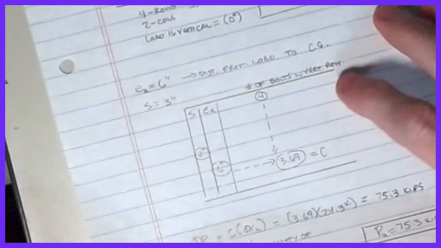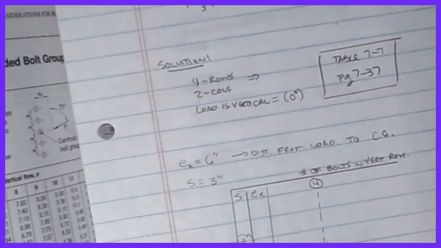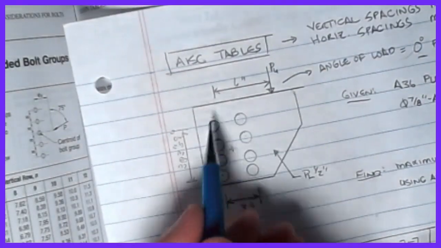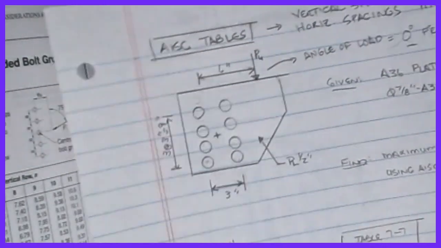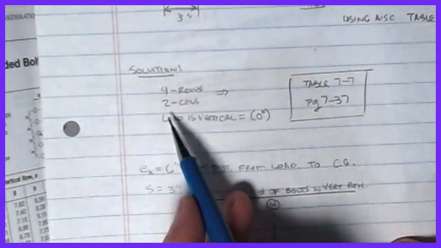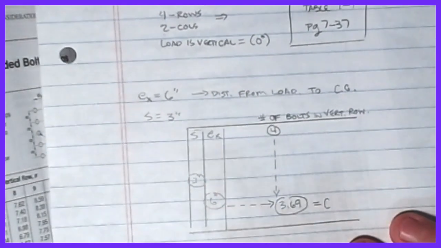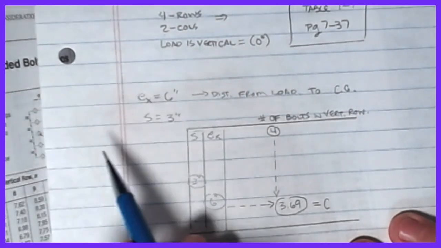If we look at our example here, it's a 3 inch spacing. We said 6 inches to the center, so we're at an eccentricity of 6 inches. So I found the right table: 4 rows, 2 columns, load vertical. That was the table we're looking at. And then I take my eccentricity of 6, which is from the load to the center of the pattern.